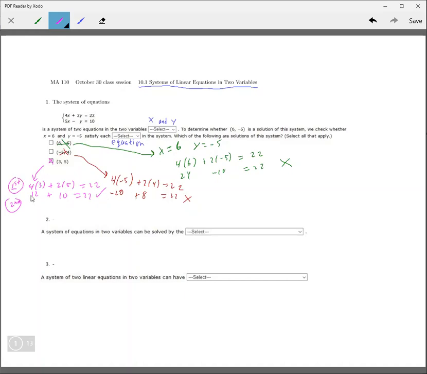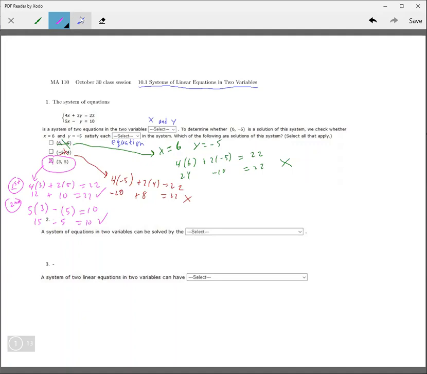And then I have to check it in the second equation also. If the first one works, it doesn't necessarily mean it's going to be a solution. You have to check it in the second equation as well. So 5 times 3 minus 5 is 10. So this is 15 minus 5. That works too. So that means this is a solution, and those other two aren't.